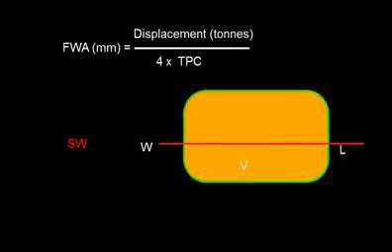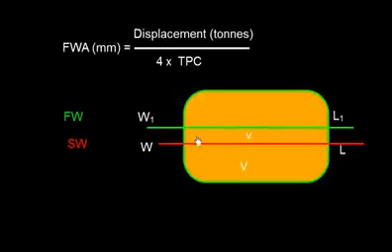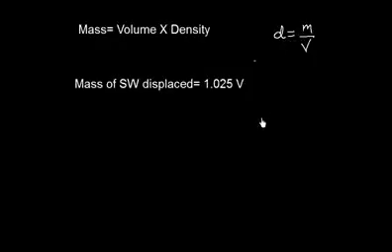Now as the ship goes to freshwater, the ship will sink further, which will increase the underwater volume. So now the ship is in freshwater. This would have increased the underwater volume this way by an amount small v. We know that mass is equal to volume into density, which comes from this formula: density is equal to mass over volume. So mass is equal to volume into density.